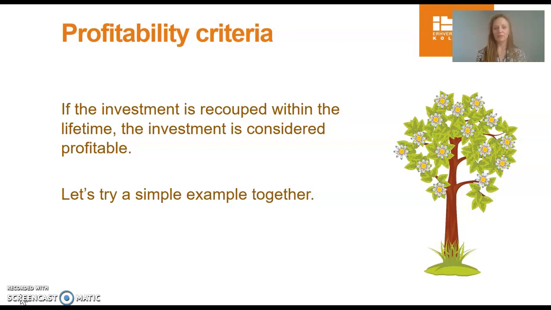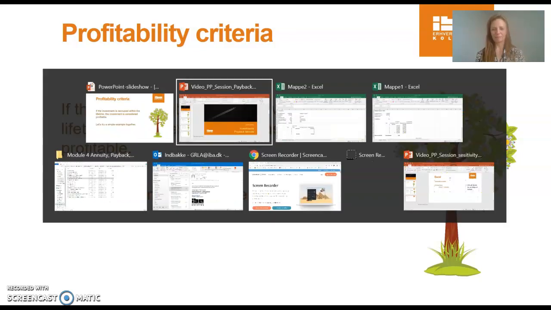So we always have these profitability criteria. The profitability criteria for using the payback method is that if the investment is recouped, paid back within the lifetime that we have set, the technical lifetime, the investment is considered profitable. That simple. So let's try this example together that I've created in Excel, and then we will discuss it later in class as well.